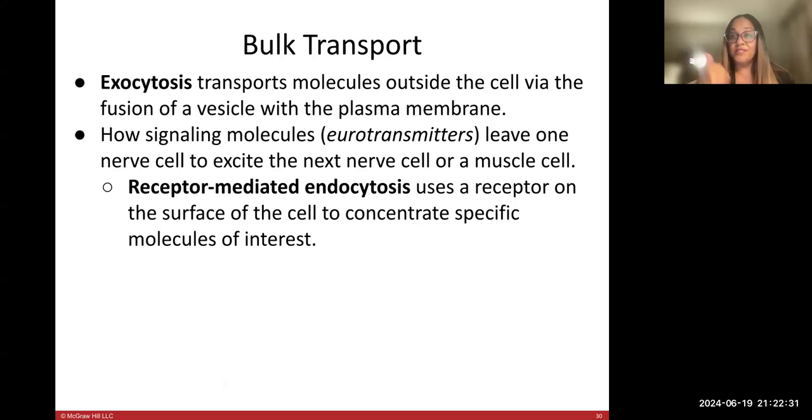Exocytosis, endo means in, exo means out. These transports molecules outside of the cell via the fusion of a vesicle with the plasma membrane, and then it just kind of spits it out. We'll see a GIF in a minute that will make more sense. This is how signaling molecules called neurotransmitters leave one nerve cell to excite the next nerve cell or a muscle cell. Receptor-mediated exocytosis uses a receptor on the surface of the cell to concentrate specific molecules of interest.